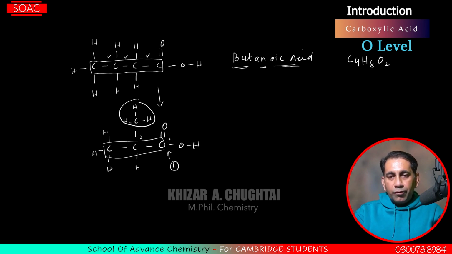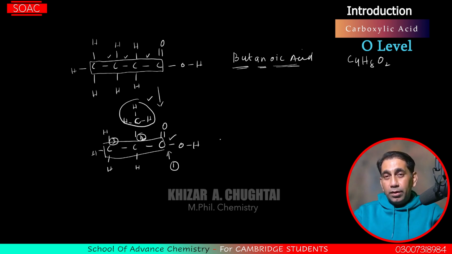So numbering will start from this carbon. This is carbon number 1, this is carbon number 2, and this carbon is carbon number 3. The branch is methyl. 1 carbon branch name is methyl, and it's starting from 1 carbon atom. So its name is methyl. Its position is 2. So I'm going to write the name.